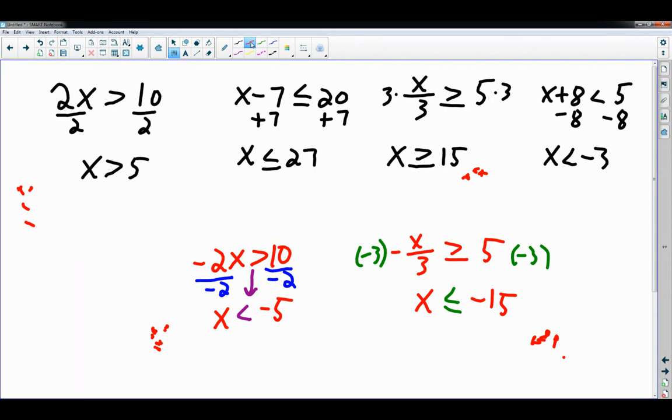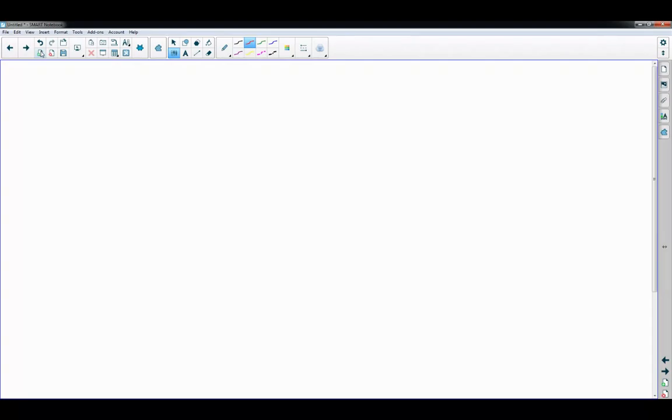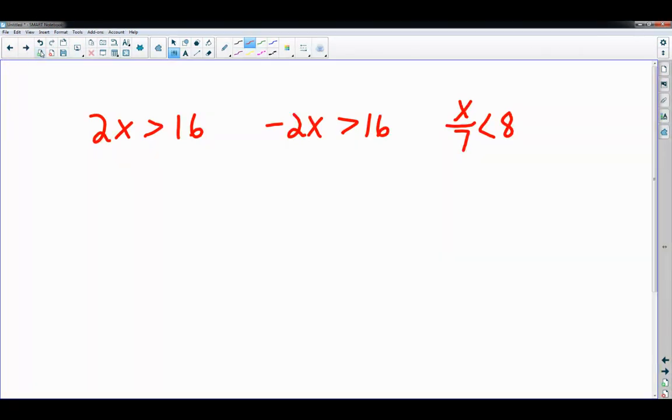Okay, so here come four on your own. Make sure you pause that, copy it down. All right, so we're going to have 2x is greater than 16. Negative 2x is greater than 16. x over 7 is less than 8. And negative x over 7 is less than 8. Those are going to be the four I want you to do. So number 1, number 2, number 3, number 4.